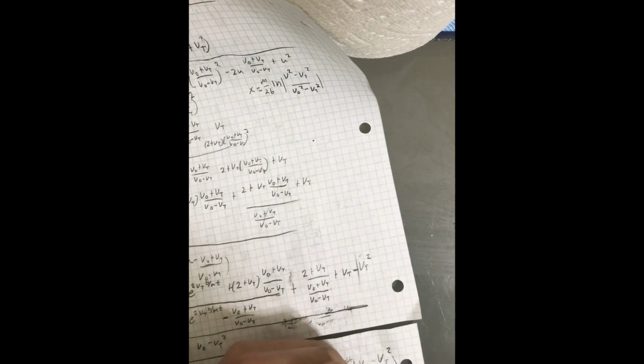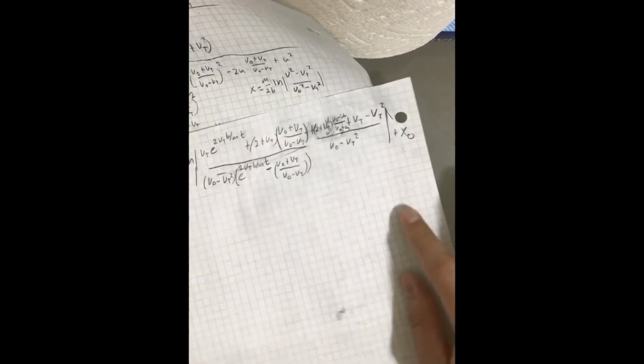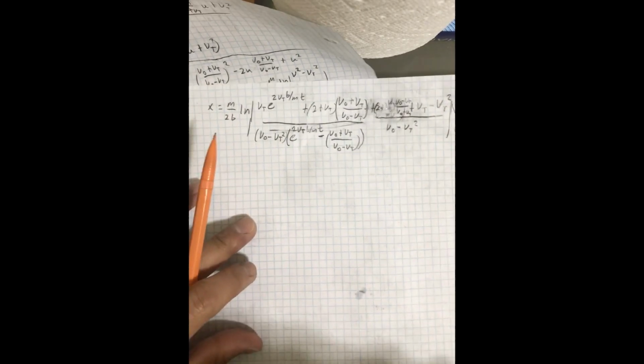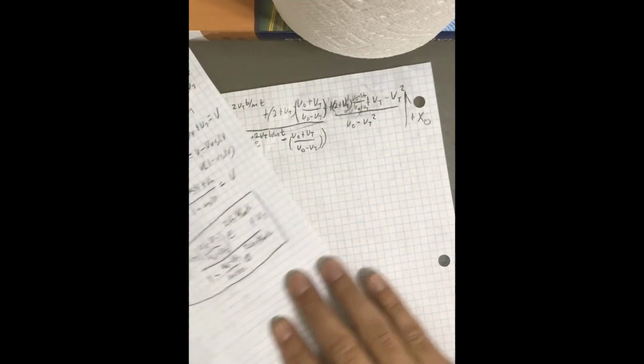And so plus x naught. And this is our function for position with respect to time of an object in free fall with air resistance. As you can see, it is not something that is easy. It's easy to do algebra with, and that's probably why they don't teach it most of the time. But anyway, that's how you would derive both the functions for position and velocity.